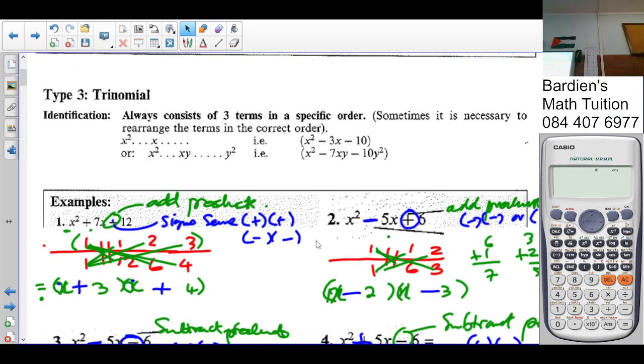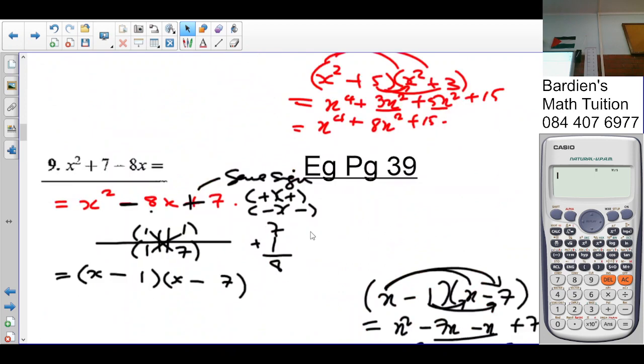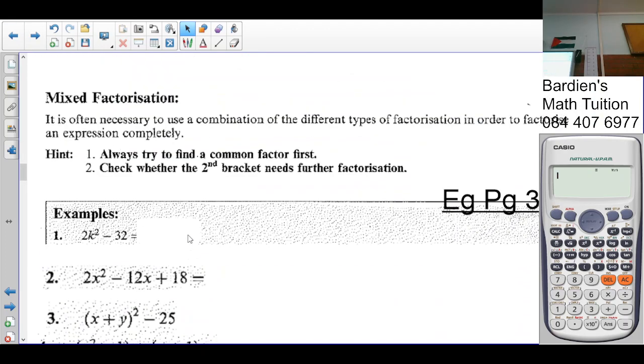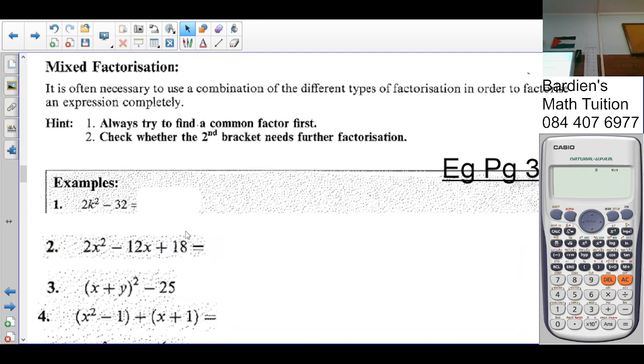Okay, so we're looking at factorization. Now we're going to look at those three cases where we're going to bring it into one: the common factor, the difference of two squares, as well as the trinomial. Okay? And we will do those all at once now. So now we're looking at the mixed factorization. These are the examples on page 39.